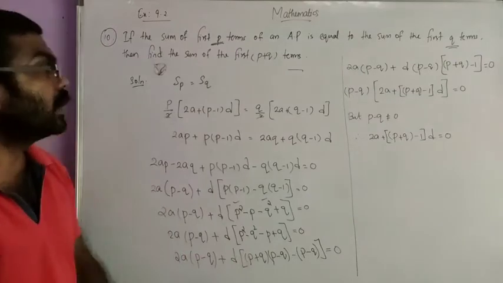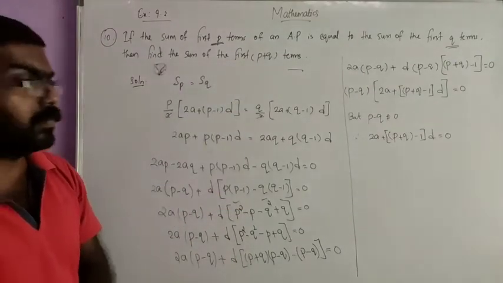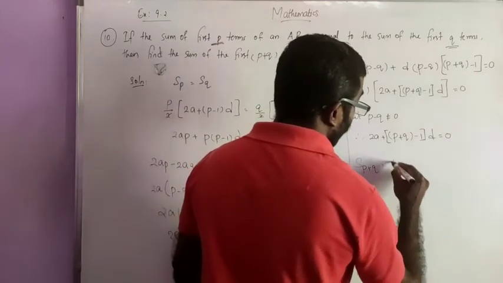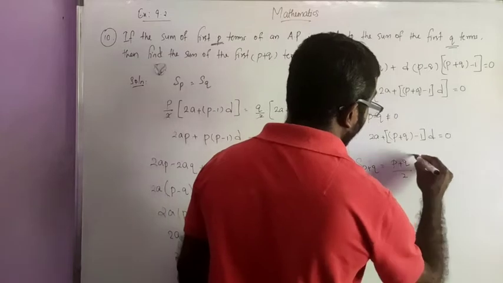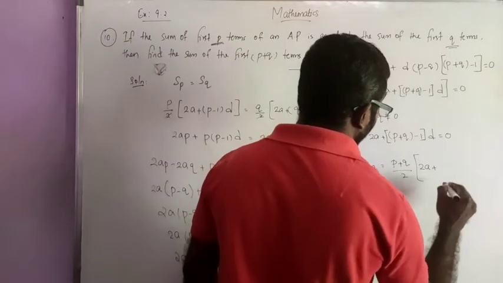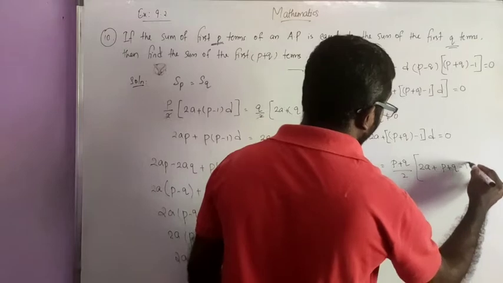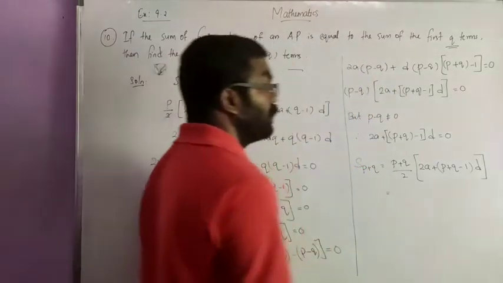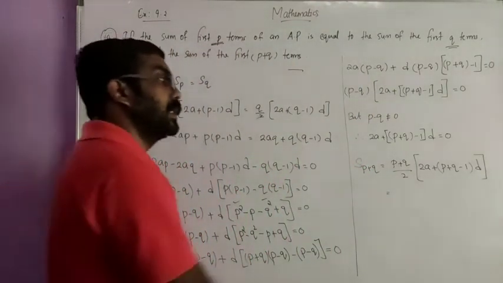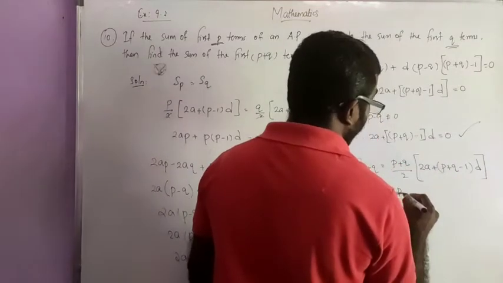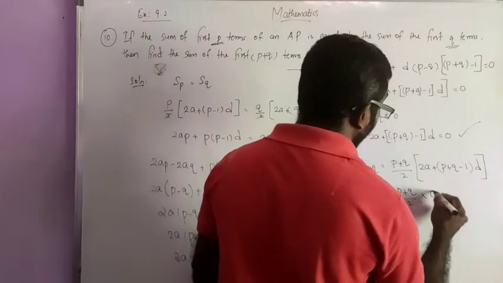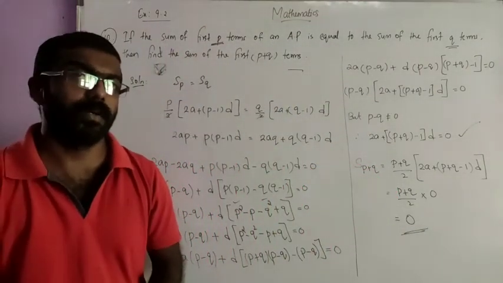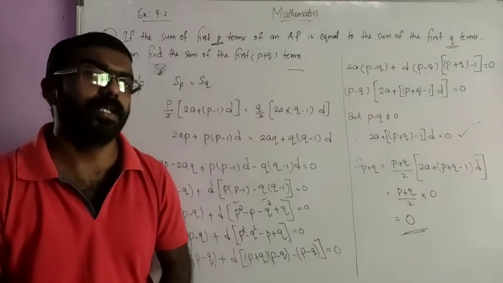Now we can find the sum of the first p plus q terms. For that we can write S of p plus q is equal to p plus q by 2 into 2a plus n minus 1 into d, so 2a plus p plus q minus 1 into d. And what is the value of 2a plus p plus q minus 1 into d? It is 0. So p plus q by 2 into 0 gives 0. So our answer is 0. The sum of the first p plus q terms of the AP is equal to 0.